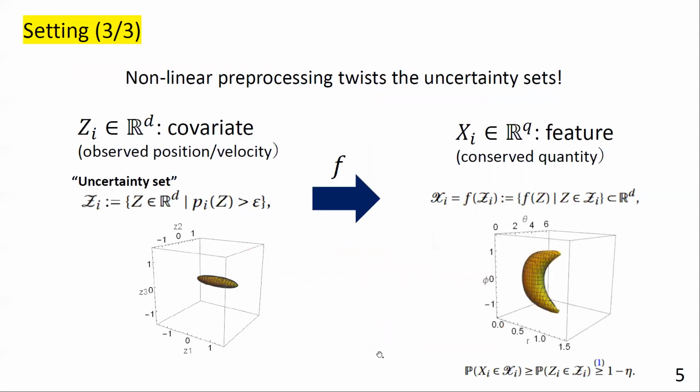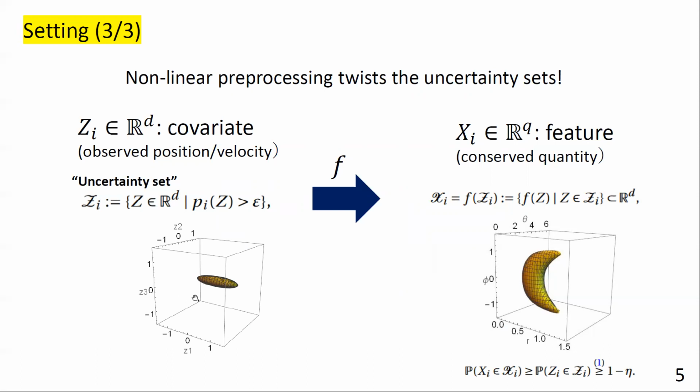Okay, so let's wrap up these two settings. As we described at first, we observe a covariate ZI that represents the observation-like position and velocity of stars. The observation may include some uncertainty, and typically we assume the normal distribution for this uncertainty. And we define an uncertainty set large ZI. The realization of the covariate is expected to take a value in this uncertainty set.